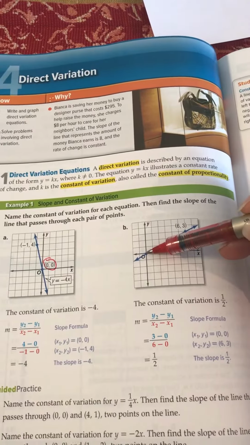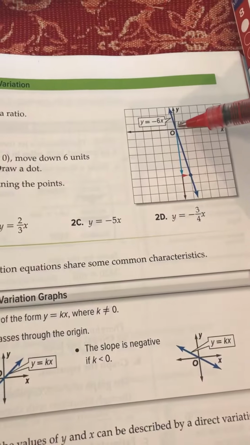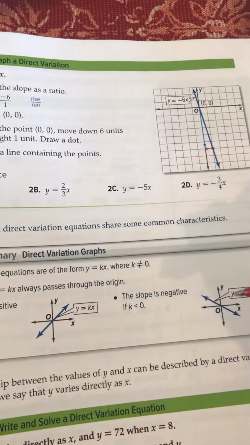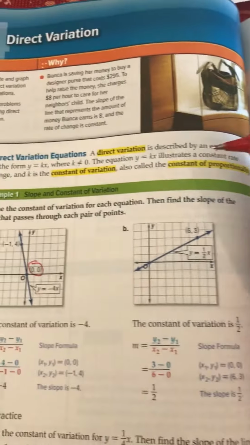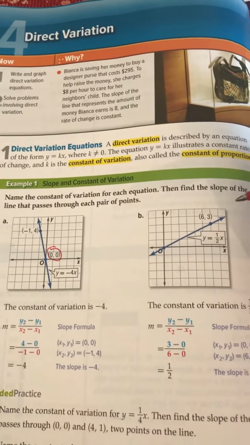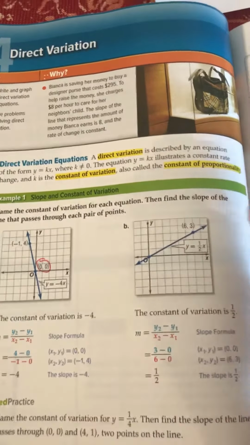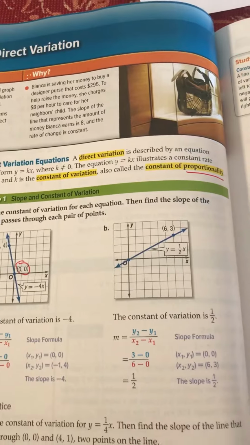And this one, same thing. It passes through the point (0, 0). If you look at all of the graphs in this section, they're all going to pass through the point (0, 0). To be direct variation, it has to always pass through (0, 0). We also call this a proportional relationship.